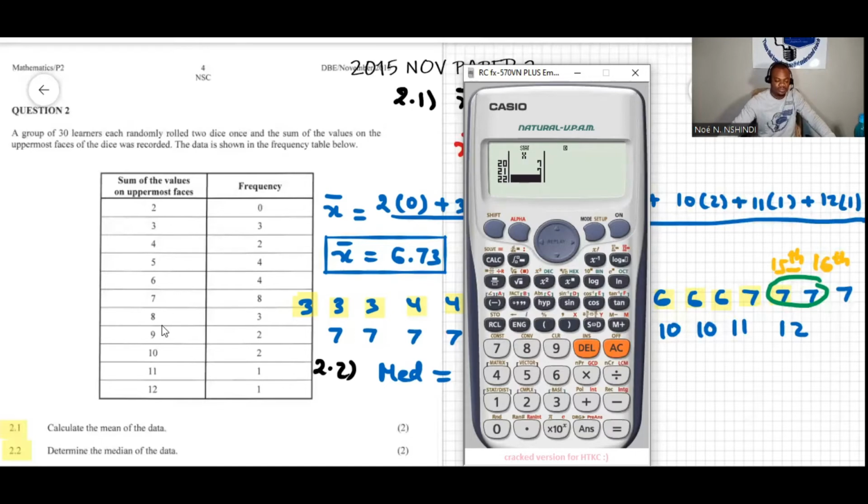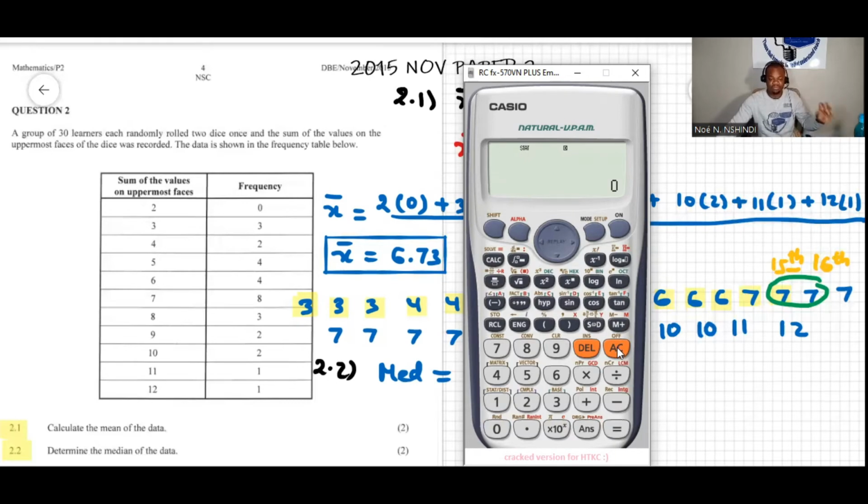Now 8 3 times: 1, 2, 3. And then 9 twice: 1, 2. And then 10 twice also. Then 11 only once, and 12 also once. And now when we finish, we can just press AC.